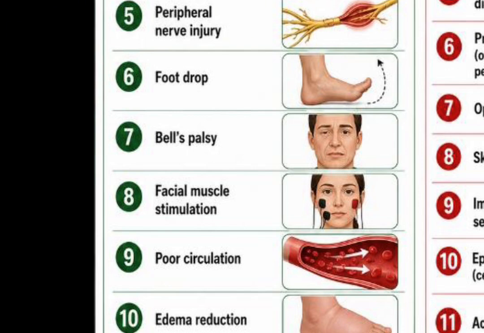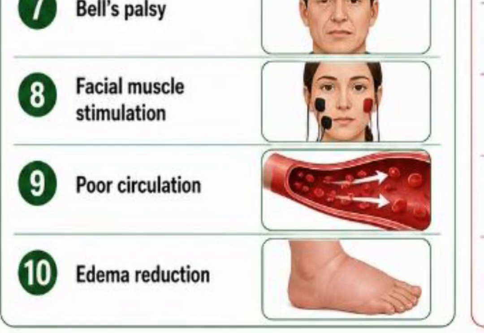You can use it to treat Bell palsy, for patients that have poor circulation, and you can also use it for edema, especially leg edema.